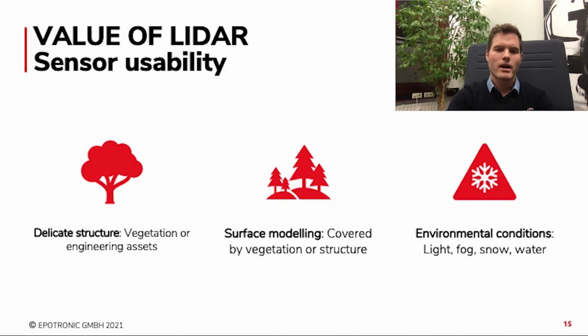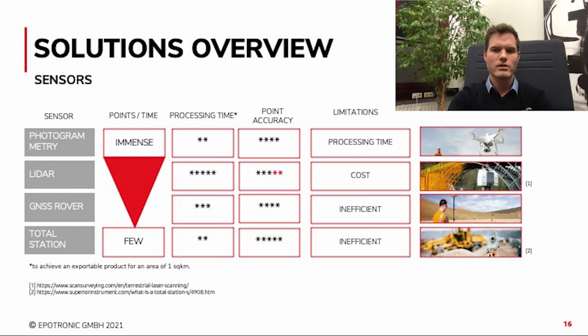So let's see how LiDAR positions against other sensors. There are total stations, GNSS rovers, LiDAR and photogrammetry. Those are the main solutions that we're going to list here. And we can show you an overview of the points captured in time. That's immense for photogrammetry, also a very huge number for LiDAR, and then it decreases heavily. Alex, maybe you want to tell us a bit about that from your experience.